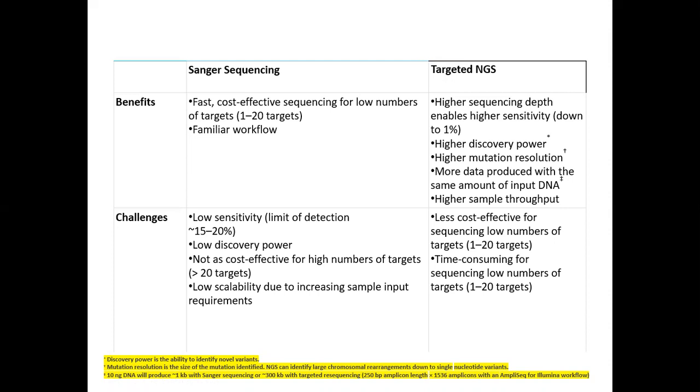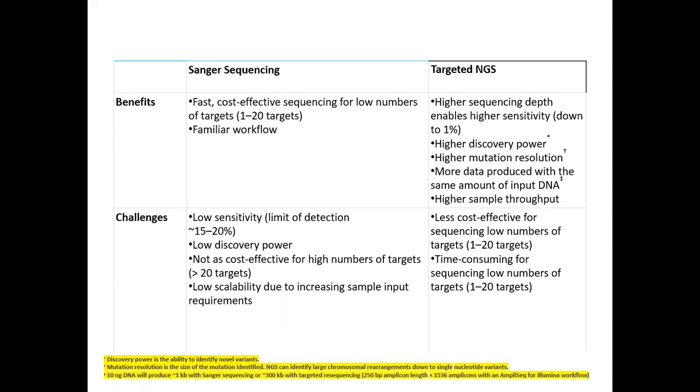So let's have a look at the benefit of Sanger sequencing. It is very fast and cost-effective sequencing. Especially, we can use Sanger sequencing for a lower number of targets. If the target is on average from 1 to 20 targets, in that case we better use Sanger sequencing and the familiar workflow.